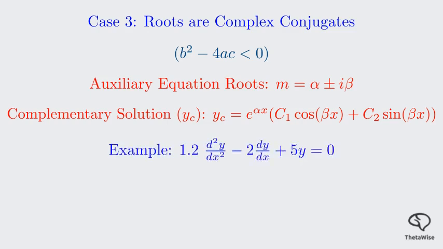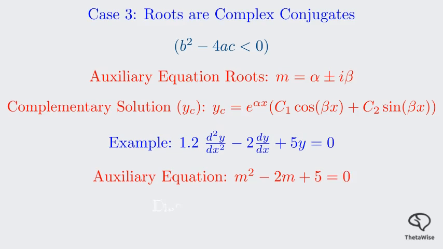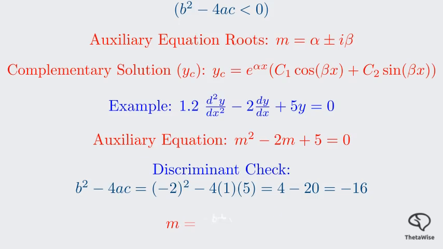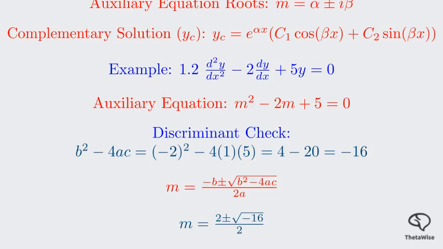Consider problem 1.2. d²y/dx² + 2 dy/dx + 5y = 0. First, we set up the auxiliary equation. This gives us m² + 2m + 5 = 0. Let's check the discriminant. b² - 4ac equals 2² - 4(1)(5), which is 4 minus 20, equals -16. Since it's negative, we'll have complex roots. We must use the quadratic formula to find the roots.